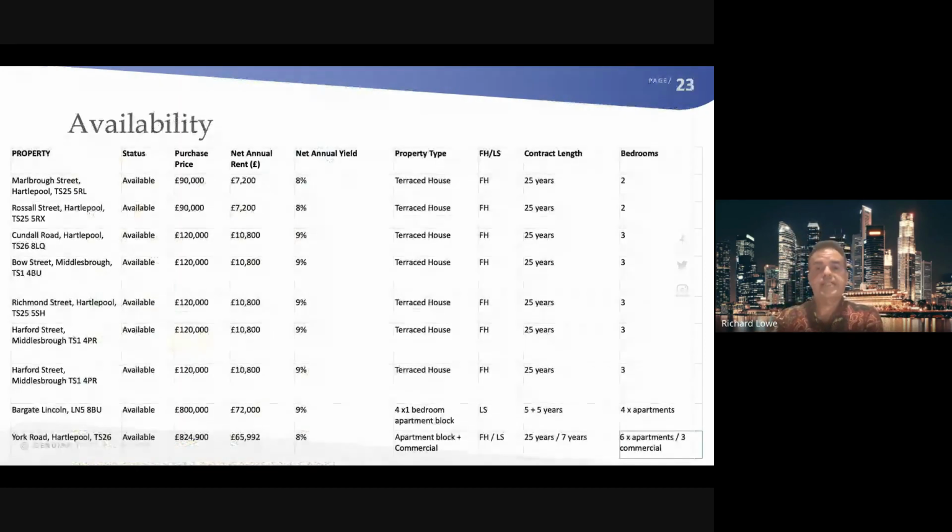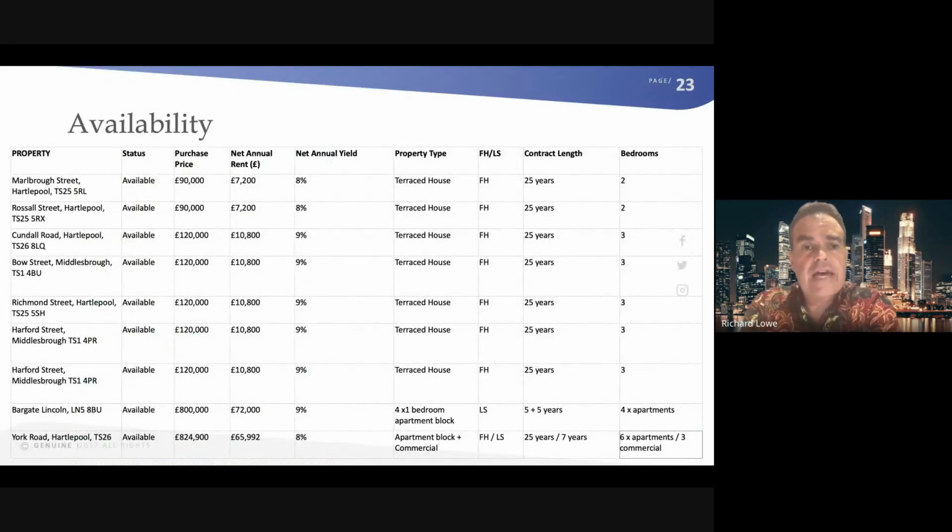I hope that you can see the figures here. I appreciate they're quite small, but this is the availability price list of the properties at the moment. We can see at the top, if we look at the top one, that's an entry level at £90,000. The net annual rent is £7,200, and that net annual yield is at 8%. If we drop down to the third one, the purchase price there is £120,000. The first year's annual rent is at £10,800, and that's a net annual yield of 9%.